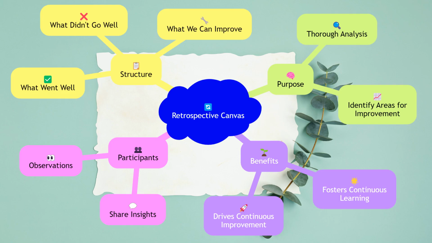The retrospective canvas activity involves creating a canvas with different sections for feedback, e.g., what went well, what didn't go well, what we can improve. Participants fill in each section with their insights and observations. This structured approach encourages a thorough analysis of the team's performance and helps to identify areas for improvement. The retrospective canvas activity is particularly useful for fostering a culture of continuous learning and growth. It provides a comprehensive view of the team's experiences and insights, helping to drive continuous improvement.